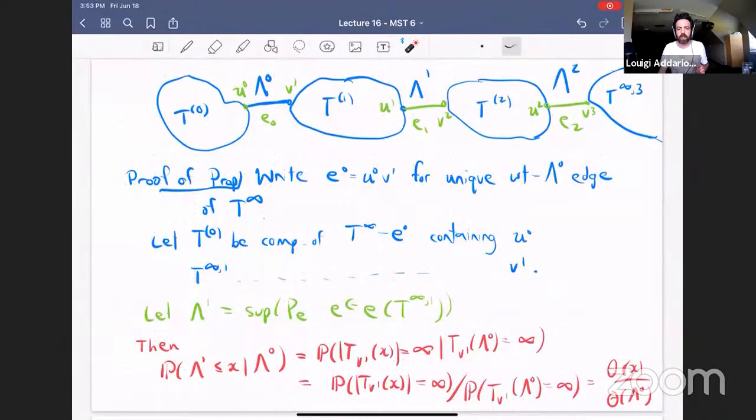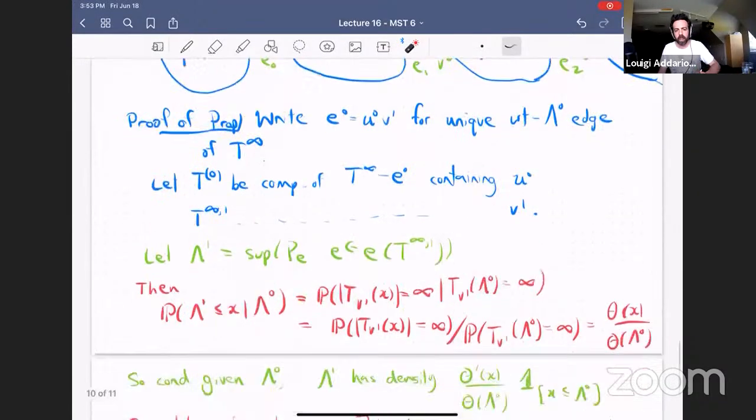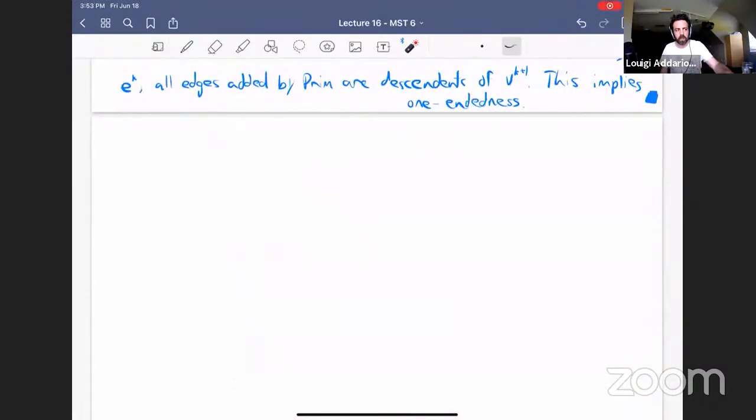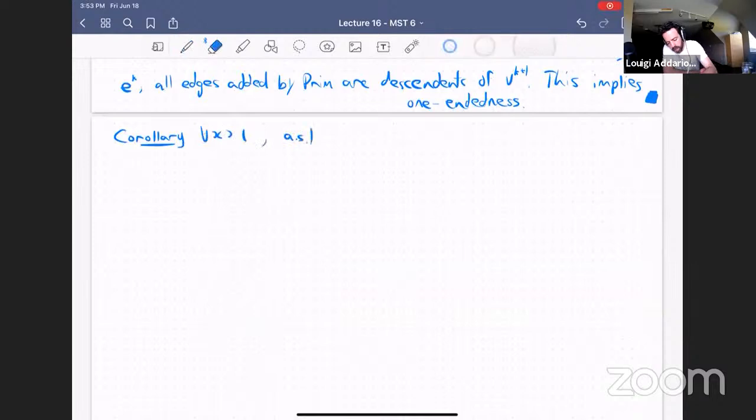But these are things that are worth thinking about if you like the topic, because you get some pretty explicit formulas for various quantities in this picture. So I'll start with just recording a corollary, and then I'll state an exercise. The corollary is just that for any x greater than 1, almost surely, T infinity only has finitely many edges of weight greater than x.